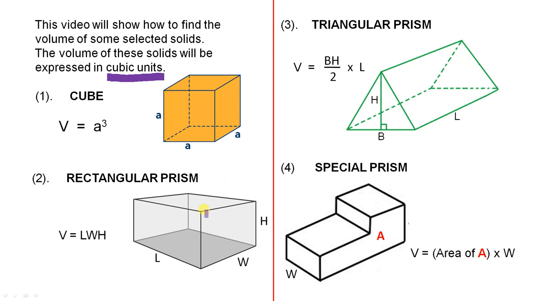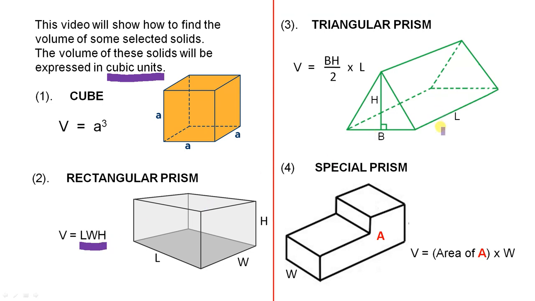The rectangular prism, here we have L, W and H, and they do not have to be the same lengths or the same measurements. So to find the volume, you multiply L times W, that gives you the area of the base, and then you multiply it by the height. So it's LWH cubic units.